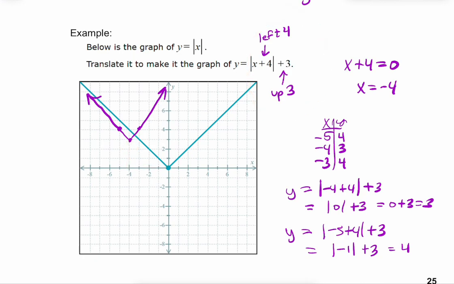So if you add on the inside of a function, it always moves it left. If you subtract on the inside of a function, it's going to move it right. If you add on the outside, it's going to move it up. If you subtract on the outside, it's going to move it down. If you have a negative sitting directly in front of the function, whether it's a cube or a squared or an absolute value, it will always flip it over the x-axis, flip it upside down. Any questions about that one?